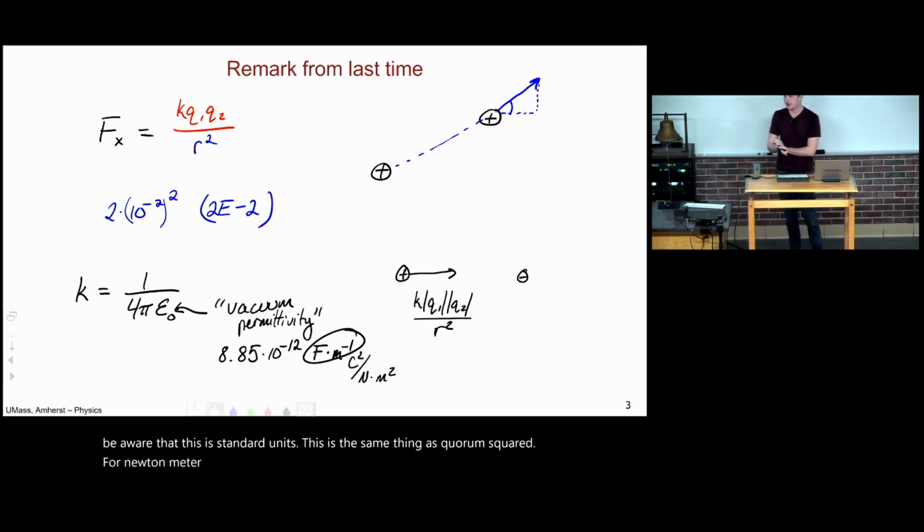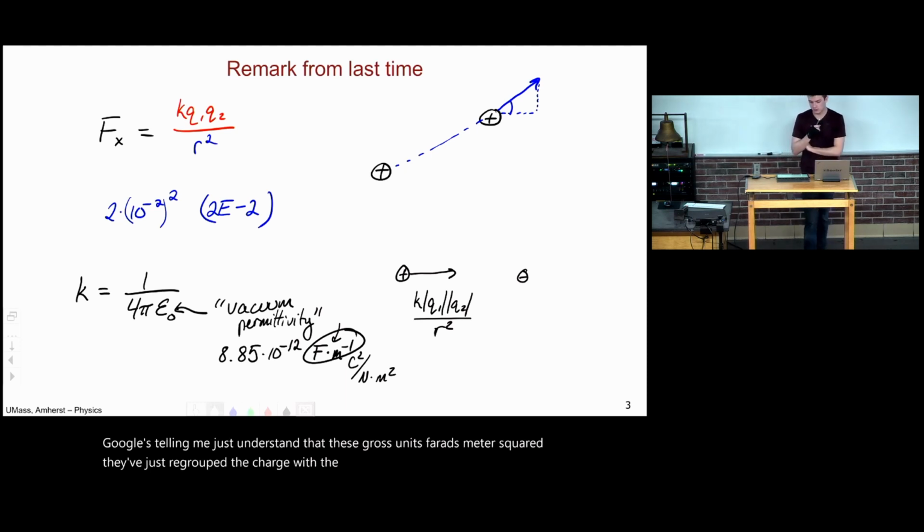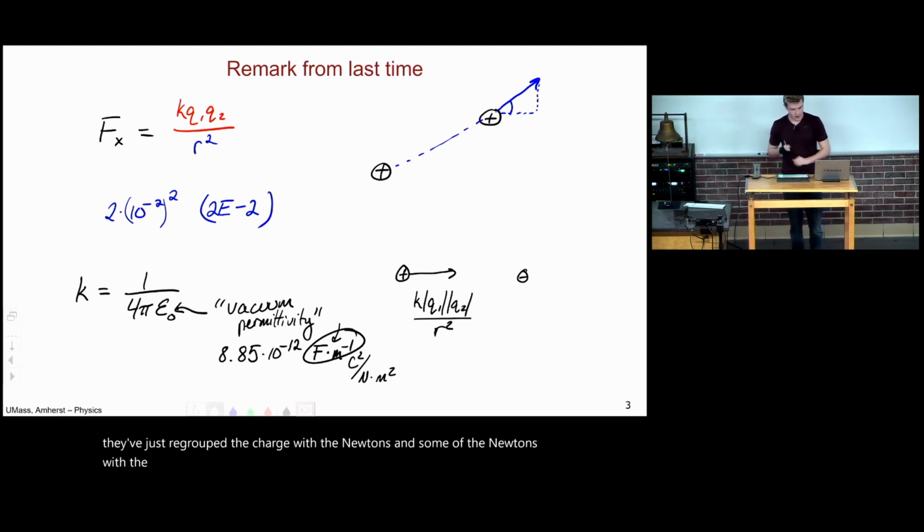So when you Google it and you're like, I don't know what Google's telling me, just understand that these gross units, farads per meter, they've just regrouped the charge with the newtons and some of the newtons with the meters. So this is K versus epsilon 0. And again, we'll use epsilon 0 later in the class, but for now, we're just going to be using K.